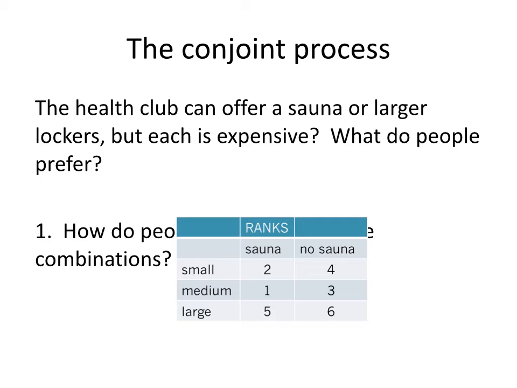What do people prefer? How do people make the trade-off between those two? So how do people rank attribute combinations? Now if we think of only two levels for sauna, it either has a sauna or it doesn't, and three levels for locker size, small, medium, and large, then conceptually what we're doing is asking people to rank all of the configurations, and these are results for one individual.